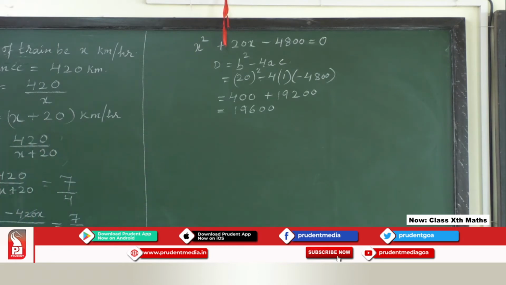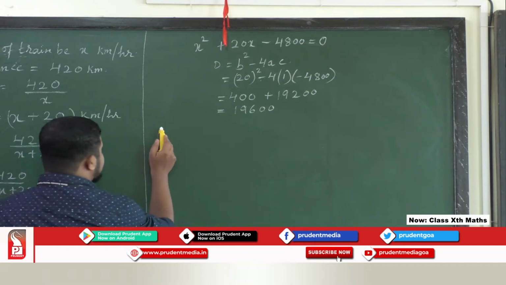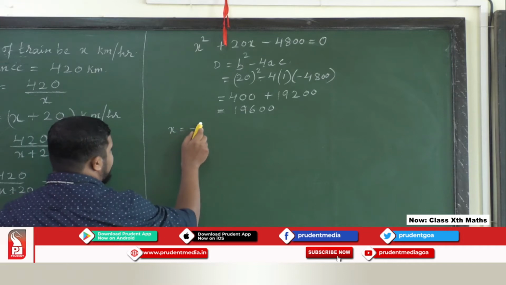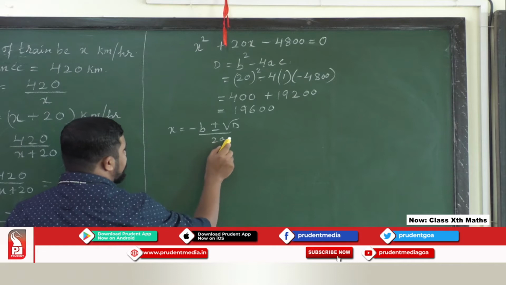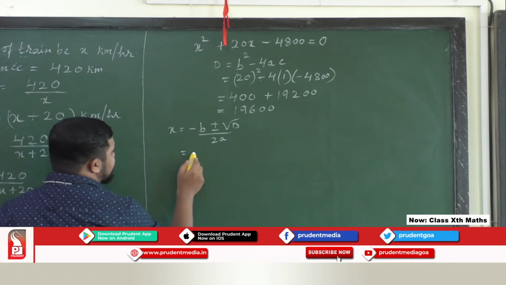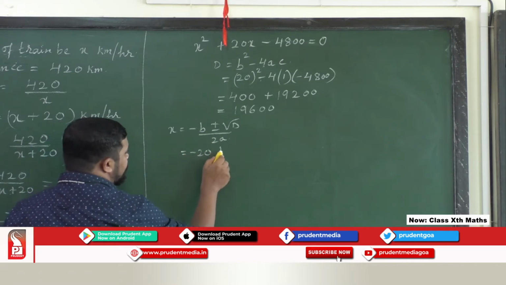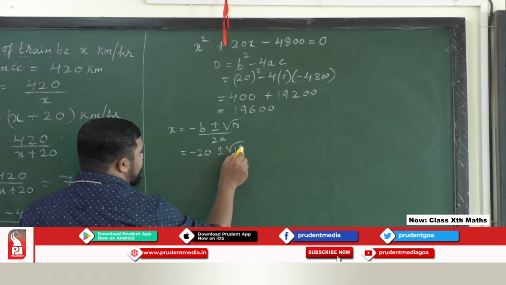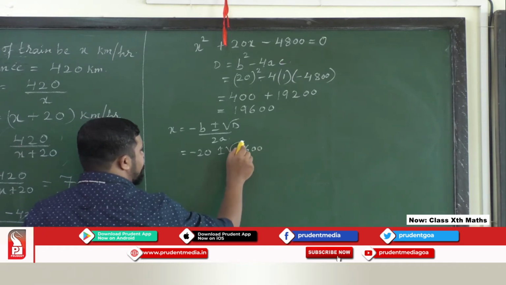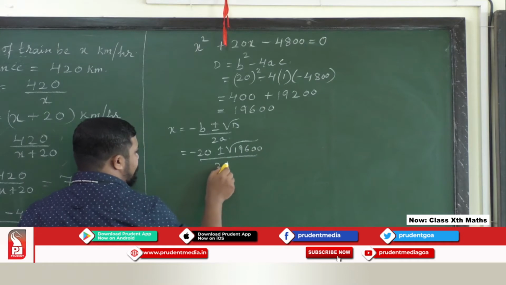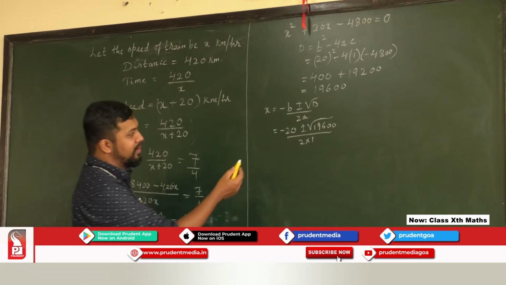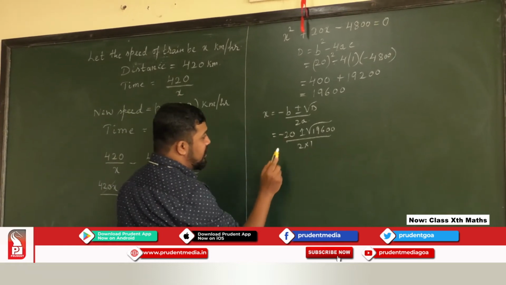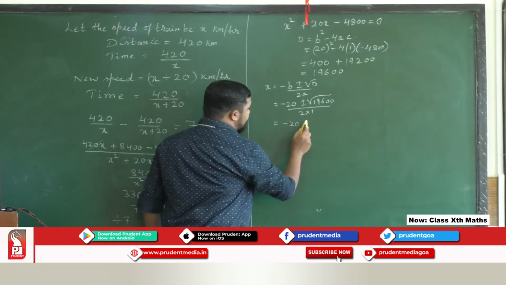Look at your D. D has to be always a perfect square, and you know 196 is a perfect square. So now x is equal to minus b plus or minus root D upon 2a. So, minus b, that is minus 20 plus or minus root D upon 2a. So, substitute the value, minus 20.